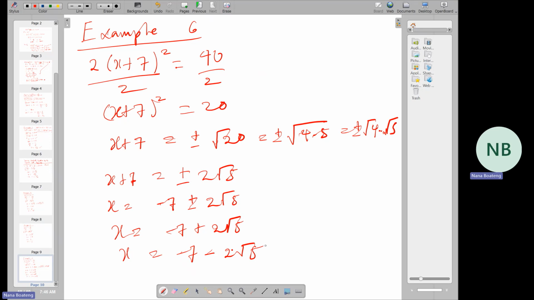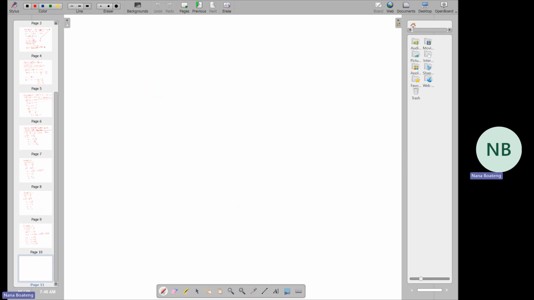So let's move on to completing the square. Solving quadratic equations by completing the square.